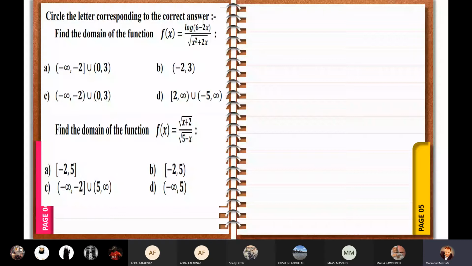Up, we said it's log, so 6 minus 2x greater than 0. Don't put or equal. So 6 greater than 2x, divided by 2, so x less than 3.